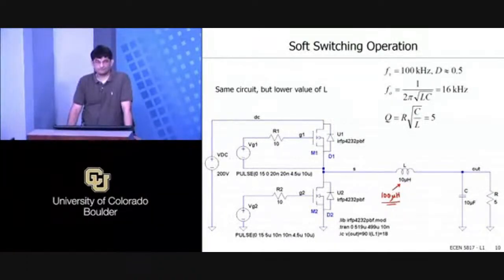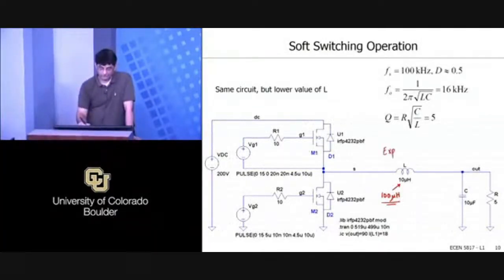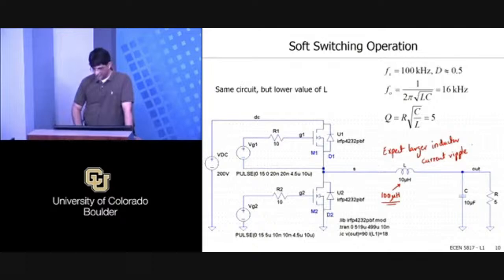Maybe it does not change much. Yeah, it's not going to change substantially. It may be slightly higher ripple, but the capacitor is still pretty large, right? So the big difference is that our inductor current ripple is going to be larger now. All right. So we expect larger inductor current ripple. All right. So let's simulate this circuit and see what happens.